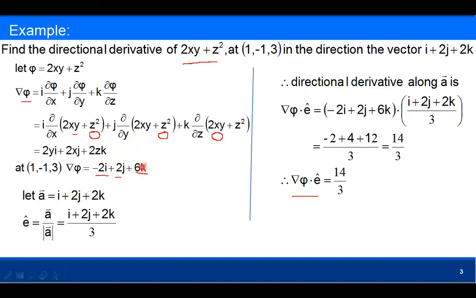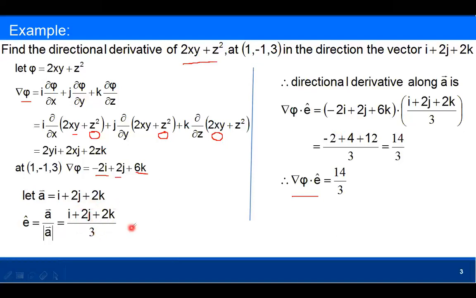Now consider the given vector is a bar. Find the unit vector along the direction of the given vector a bar. That is given by vector a upon the magnitude of the given vector. So the given vector is i plus 2j plus 2k upon root of 1 square plus 2 square plus 2 square. That is 1 plus 4 plus 4, that is root 9. So root 9 is 3.